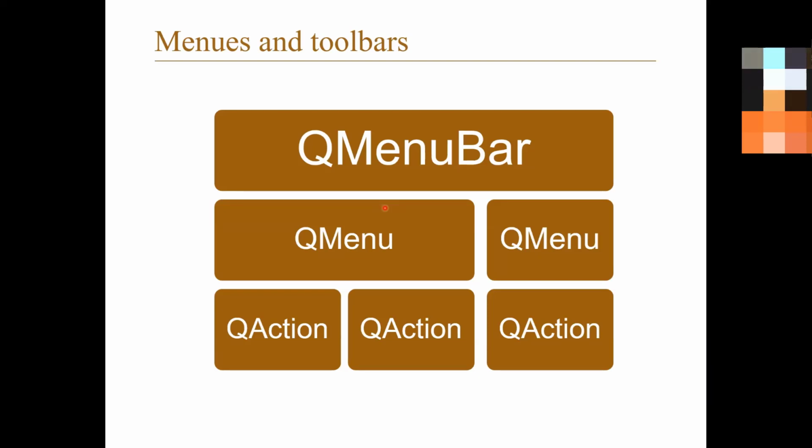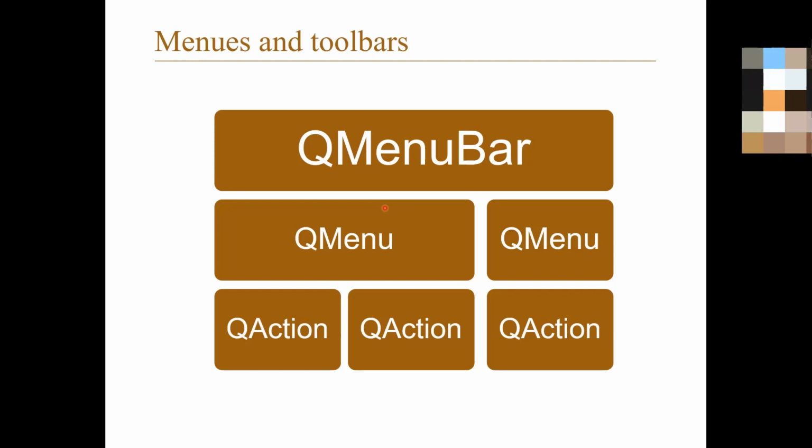Another very important control in desktop applications is the menu. There are several classes implemented for menus in Qt. The main one is QMenuBar, which provides the actual menu on top of the window. To this menu bar, you attach several QMenus. Basically, each main menu in the menu bar is provided by a QMenu class.